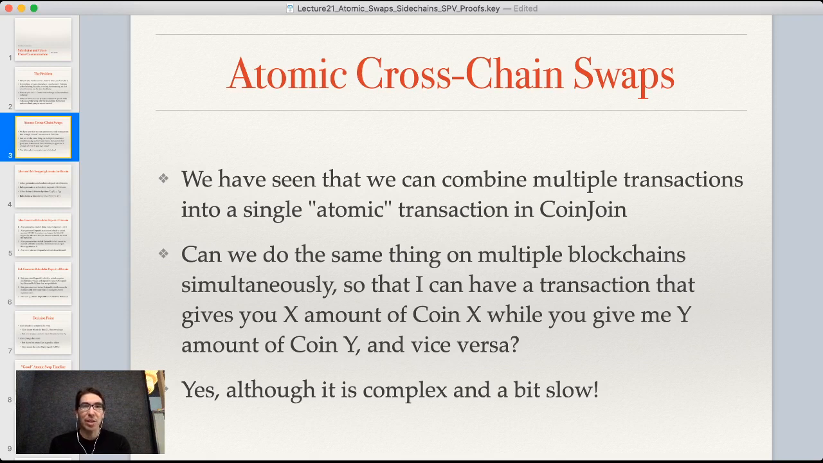So an atomic transaction is a transaction where either the whole thing happens, that is, person A gives their token X and gets back token Y, and person B gives their token Y and gets back token X, or the whole thing does not happen. There's no way that person A's transaction will go through and they'll send token X, but they won't get Y, and vice versa. So it is a little complex and a bit slow, but it certainly works.